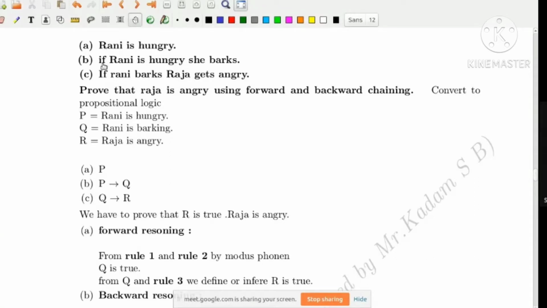Rani is hungry. Statement number 2, if Rani is hungry, she barks. If Rani barks, Raja gets angry. Then we have to prove that Raja is angry using forward and backward reasoning. Okay, so for that, you should first read these statements for 2 minutes, and then I'll explain the rest of the things regarding forward reasoning and backward reasoning.